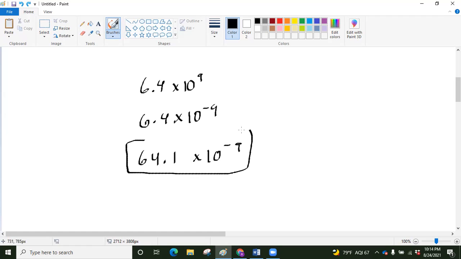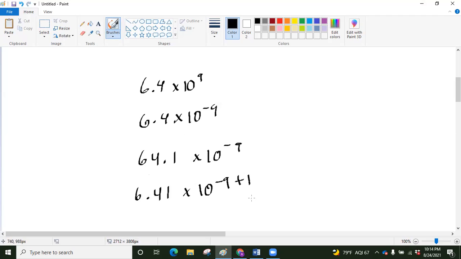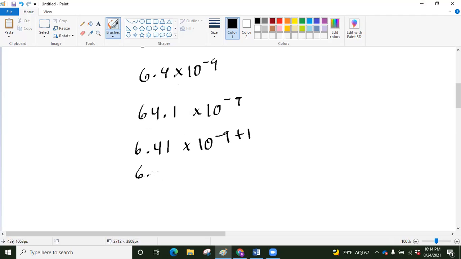In order to fix this, I need to move the decimal 1 place to the left to ensure that there is 1 non-zero digit to the left of the decimal, 6.41 times 10 to the power -9. Now I have fixed my problem, but I need to add 1 every time I do that. So my real answer is 6.41 times 10 to the -8, because -9 plus 1 is -8.